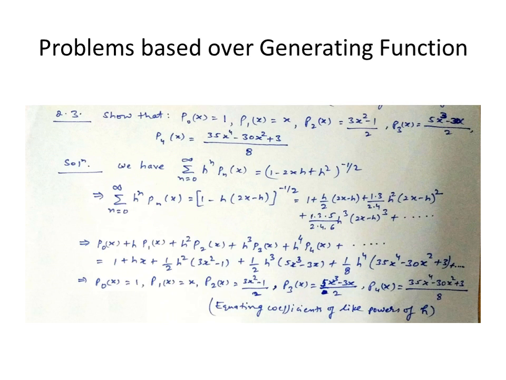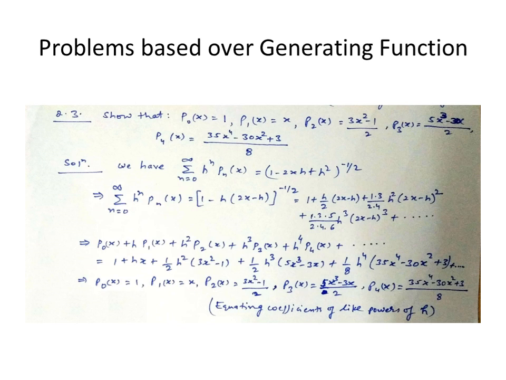Question number 3, where we have to derive several results like P0(x) equals 1, P1(x) equals x, then expressions for P2(x), P3(x) and P4(x). These coefficients P0(x), P1(x), P2(x), P3(x), P4(x), etc. are actually known as Legendre polynomials. So we have to find expressions for several initial Legendre polynomials as required.